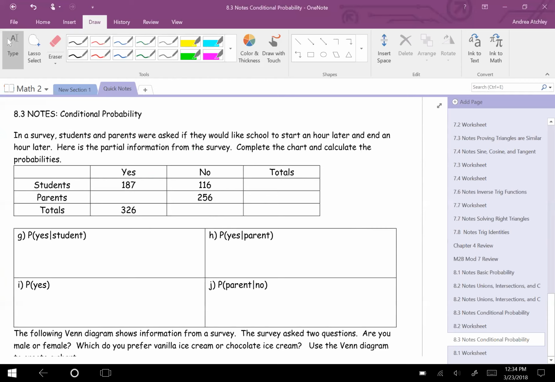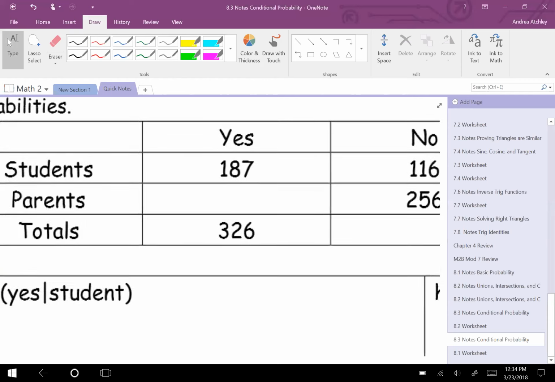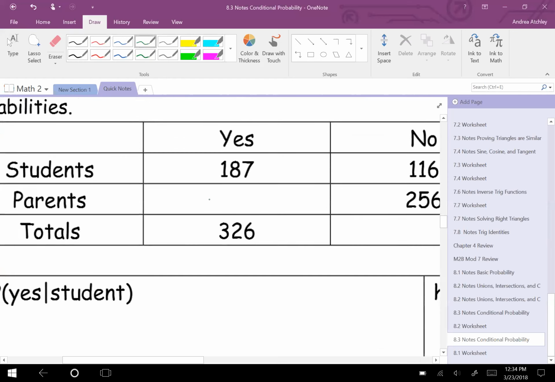answered these questions. Now we need to fill this in. Any ideas on how I'm going to get this missing piece? Oh, good. These two should add to equal this. So to go backwards, you have to subtract them. So this is 326 minus 187, which is going to give me that total, which should be 139. Yeah, 139.